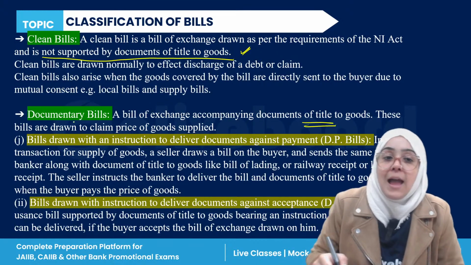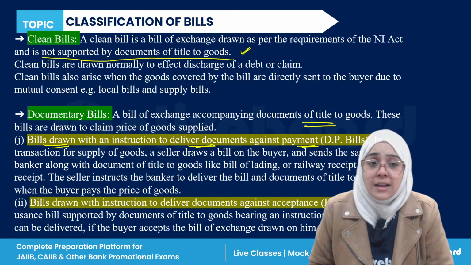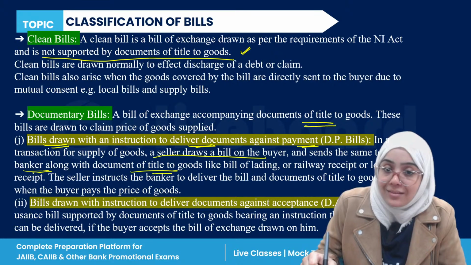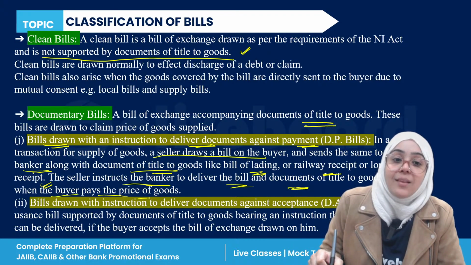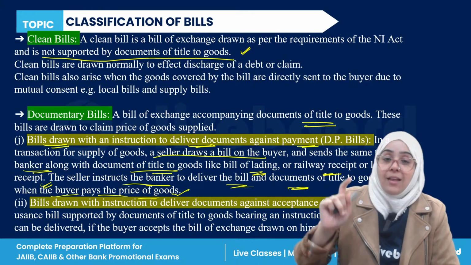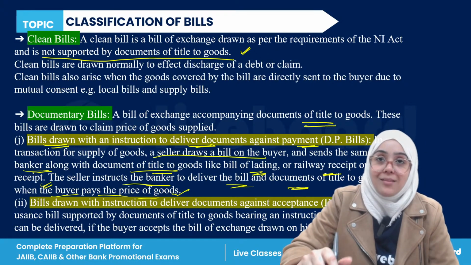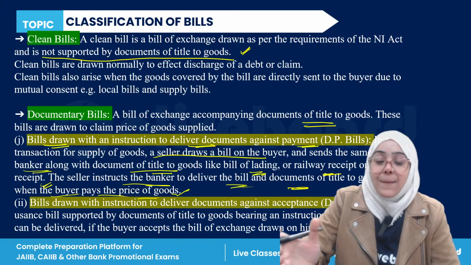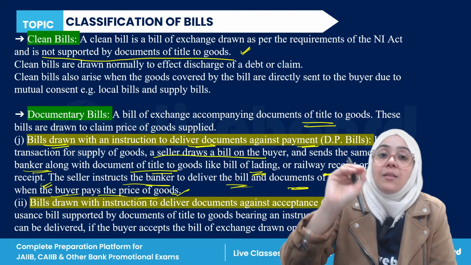Now, under the documentary bill, we have the bill drawn with an instruction to deliver the documents against payment. It means that in a transaction for the supply of goods, a seller draws a bill on a buyer and sends it to his banker along with documents like the bill of lading, railway receipt or lorry receipt. The seller instructs the bank to deliver the bill and documents only when the buyer pays the price of the goods. Once the buyer has paid the price, only then the banker delivers the bill and the documents of title, meaning I am the owner of this good, to the buyer. So first the buyer has to make payment and clear the bill of exchange, then only will the buyer receive the documents and other possession documents regarding the goods.